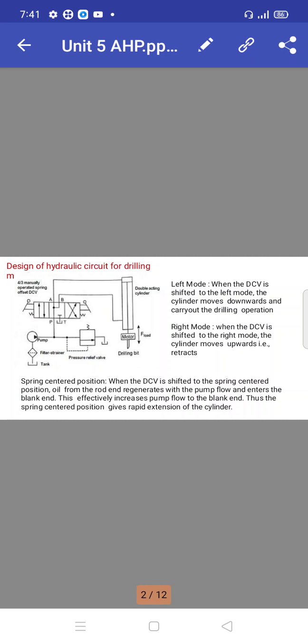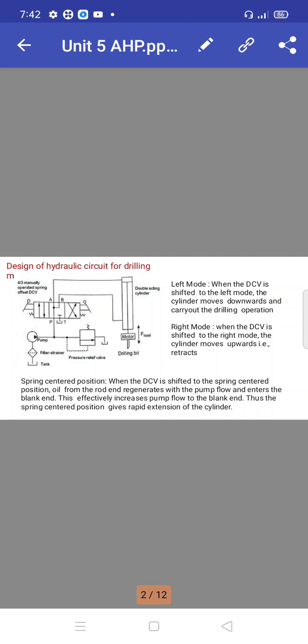Then the next one is the spring centered position. When the directional control valve is shifted to the spring centered position, oil from the rod end regenerates with the pump flow and enters the blank end. Blank end means the free end. So it effectively increases pump flow to the blank end. The spring center position gives rapid extension of the cylinder.